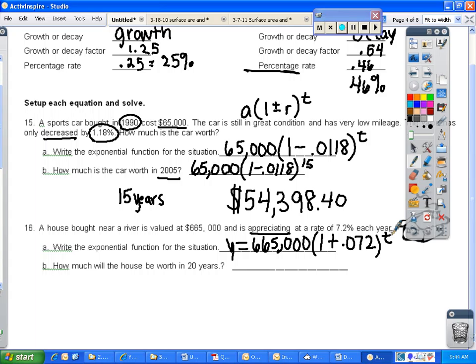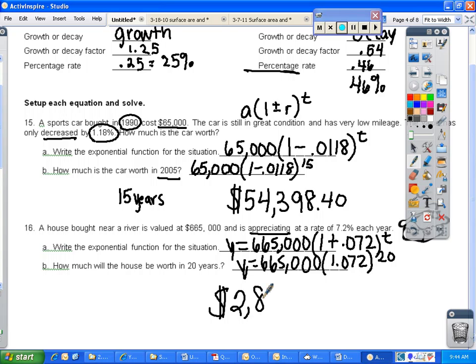So now for t, you're going to plug in 20 years. So that's y equals 665,000 times 1.072, if you combine the 1 plus, raised to the 20th power. If you put that in your calculator exactly how it looks, you will find that you get $2,824,820.98. Okay? And this concludes page 2.